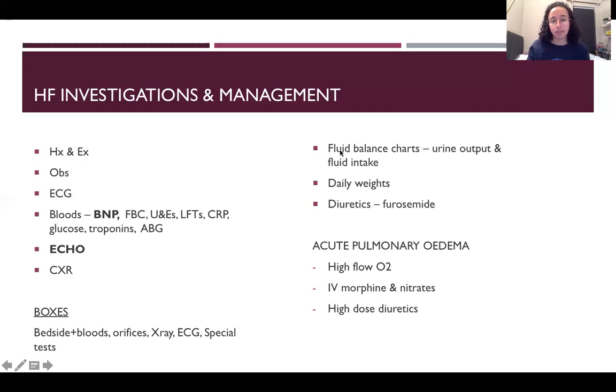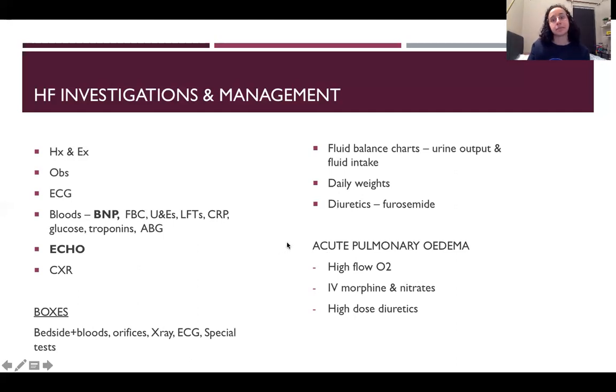So management of heart failure, part of it's quite conservative because you just need to balance their fluids. So if they're quite stable, you need to just keep an eye on urine output and fluid intake. So make charts and make sure they're not overloaded, because that is quite common. Another way of doing this is daily weights, because so much of the weight that people carry is due to fluid. So if their daily weight is fluctuating a lot, you think that is mainly fluid driven. And then you can give them diuretics if they are overloaded, such as furosemide.